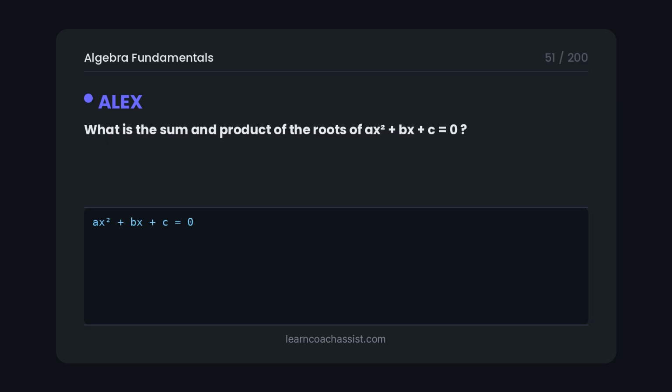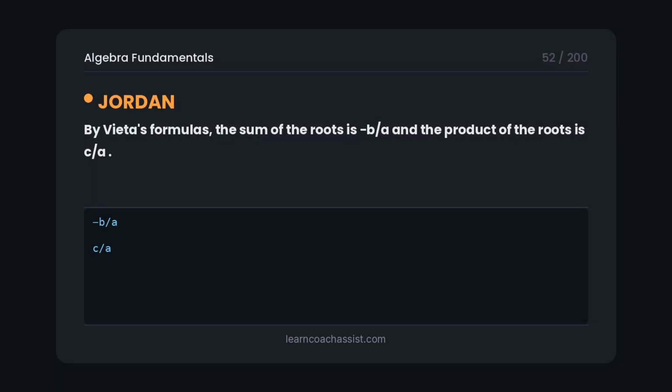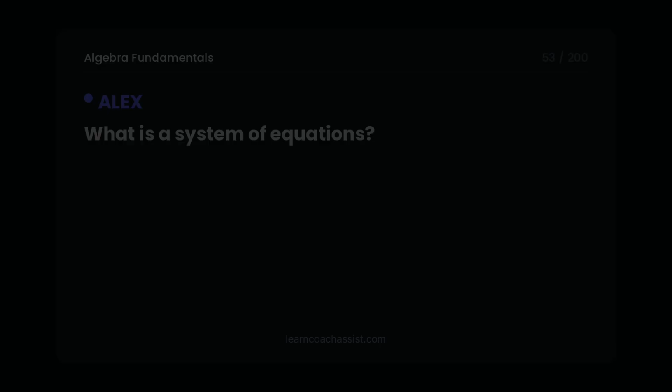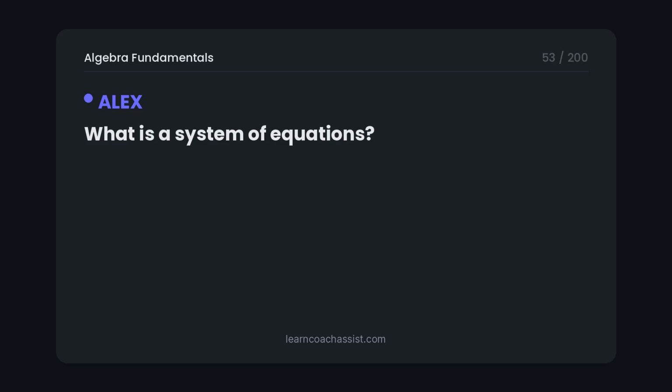What is the sum and product of the roots of ax² + bx + c = 0? By Vieta's formulas, the sum of the roots is −b/a and the product of the roots is c/a. What is a system of equations?